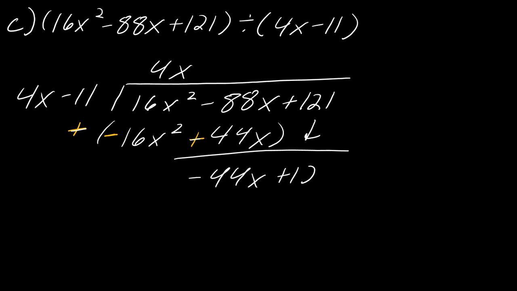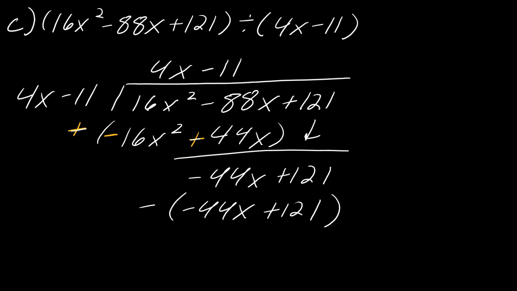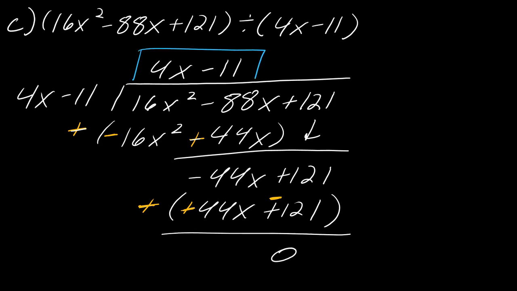Bring down the 121. And okay, so now what do I multiply 4x by to get to negative 44x? So that would be negative 11. So negative 11 times 4x is going to be negative 44x, and negative 11 times negative 11 is 121. But then I subtract this result off, so I distribute the negative and flip all the signs, and so ultimately this gives me 0. So my answer in this case is just 4x minus 11.